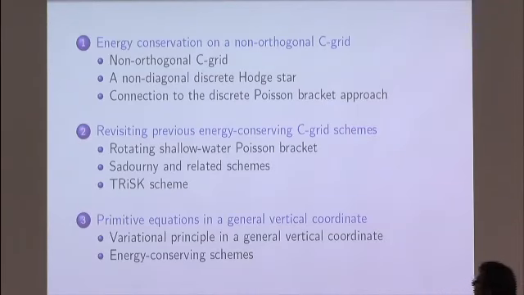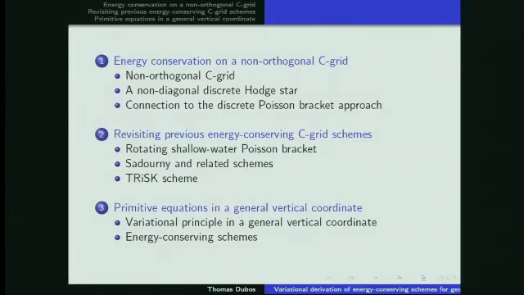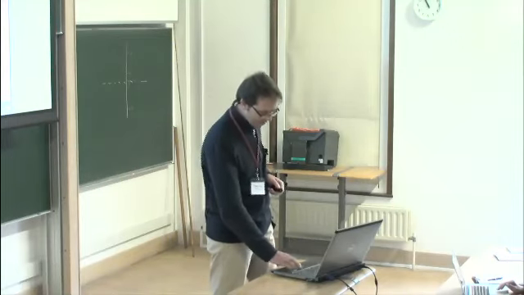Okay. So first I explain how you can get energy conservation on that kind of grid, and how you construct the non-diagonal Hodge-star operator John talked about, and make a connection to the discrete Poisson-bracket approach, which was followed by Anwood Gassman for her non-hydrostatic model. And then I revisit previous schemes with this in mind, and make also the connection with the Poisson-bracket approach. And then extend this to primitive equations in a general vertical coordinate, not Eulerian coordinates.